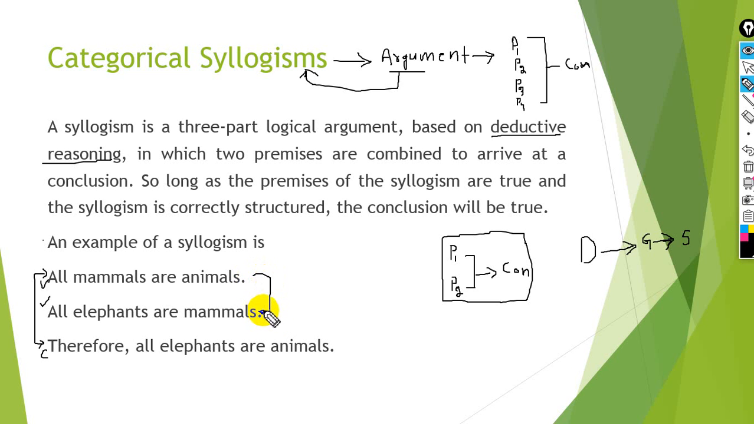Here we conclude the specific statement. We made general statements: all mammals are animals, all elephants are mammals. Therefore, all elephants are animals. So now the conclusion is a specific statement.